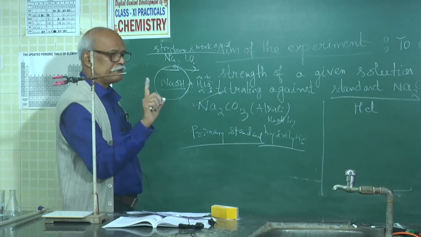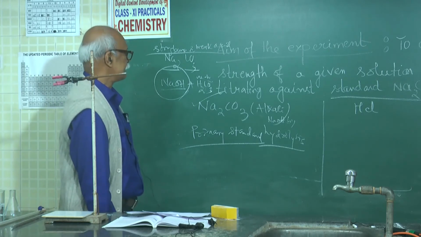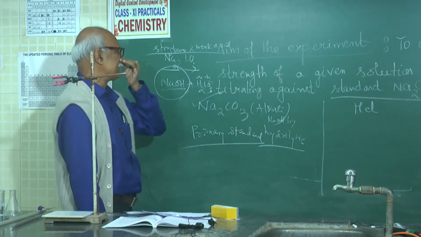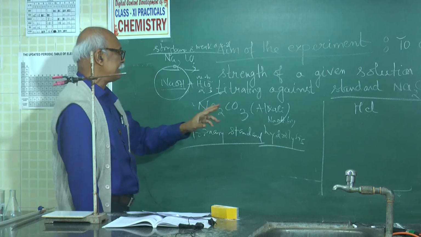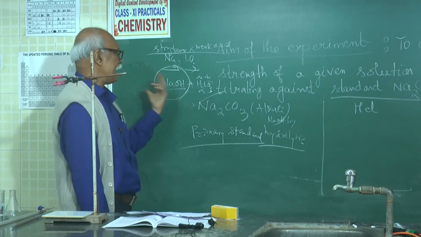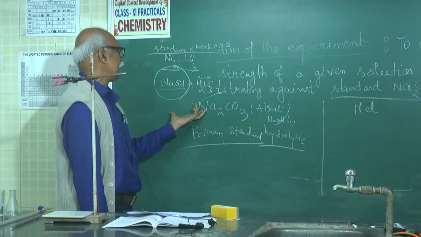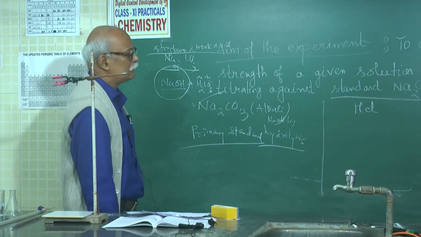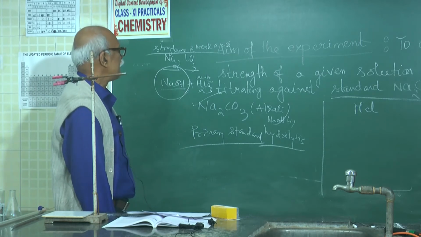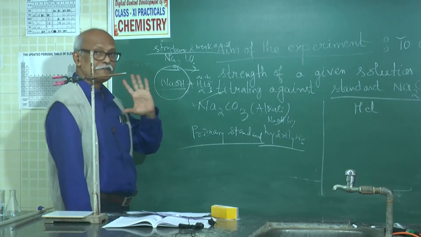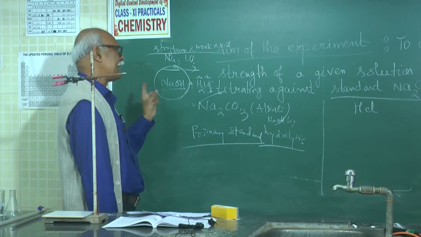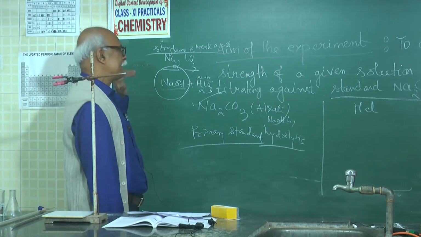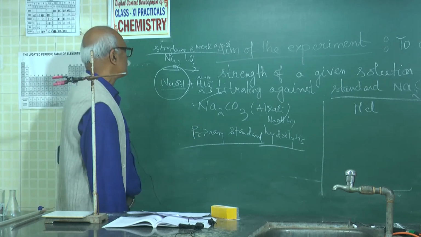So that cannot be standardized easily. For this reason you can call it a secondary standard, and hydrochloric acid is to be standardized against a primary standard alkali, and that is sodium carbonate. Sodium carbonate is a salt and it becomes alkali on hydrolysis. Sodium carbonate is not an alkali. Sodium hydroxide is an alkali. But sodium carbonate is a salt, and that salt gives you a strong alkali, sodium hydroxide.